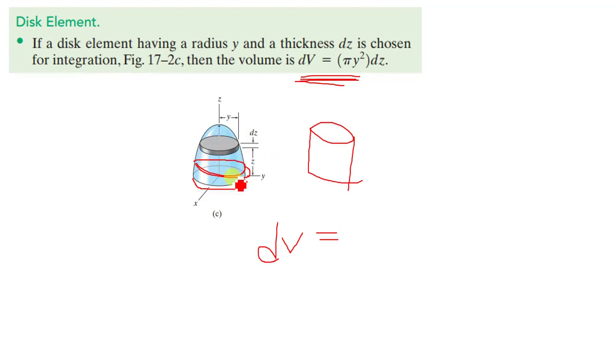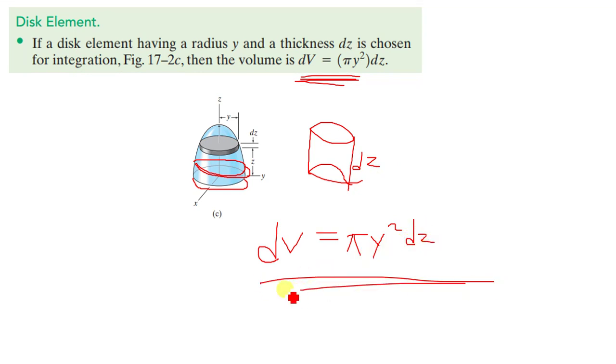the base area. We know volume is just base area times height. So what is our base area? Our radius there is y. So our base area is just the circle, which is pi r squared, and our radius is y. So we'll say pi y squared, and then our height is dz. So we say pi y squared dz. So this is the dV we are going to use for the shell element.